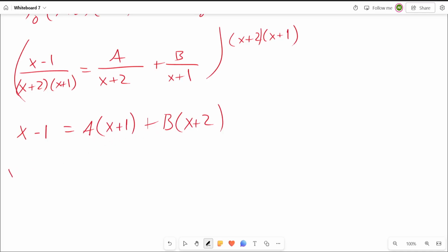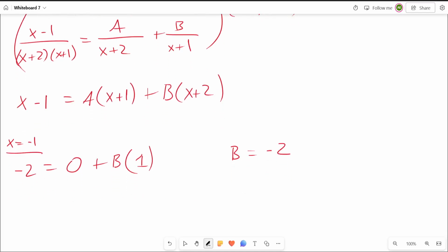I know if I choose x equals minus 1, minus 1 plus 1 is going to become 0, and this whole term will become 0, so a will be eliminated and I can find b. So let's do that. When x is minus 1, this is minus 1 minus 1, so it's minus 2, equal to 0 plus b times minus 1 plus 2, which is basically 1. So from here I can say that b equals minus 2.